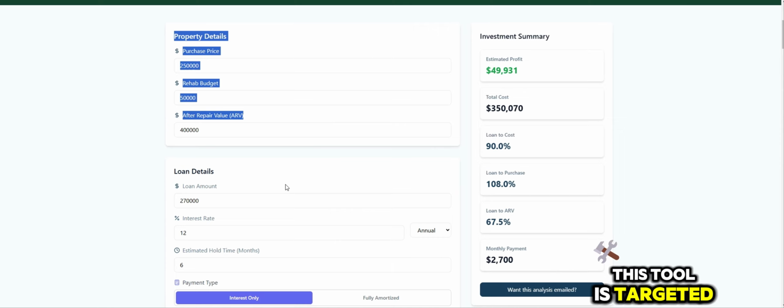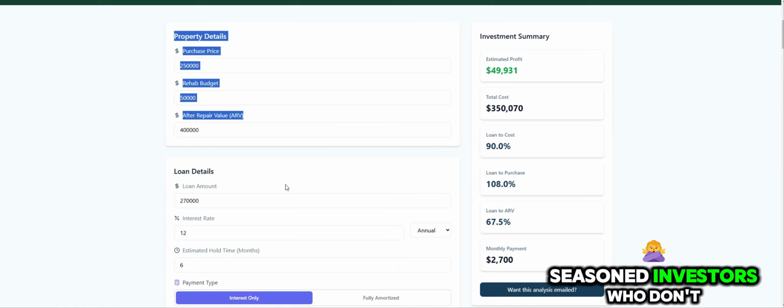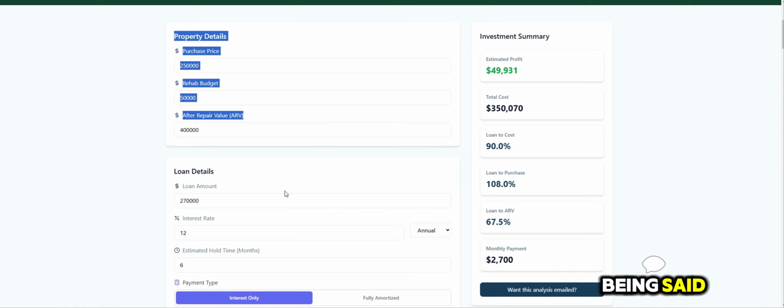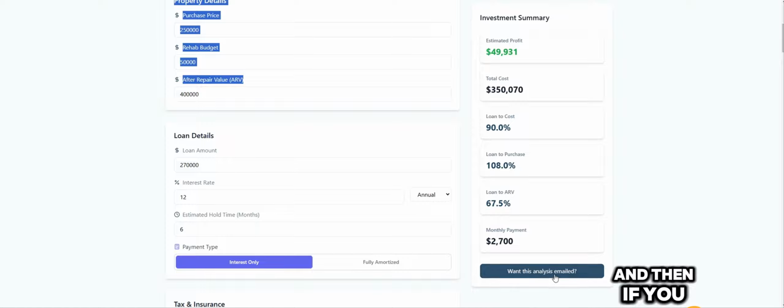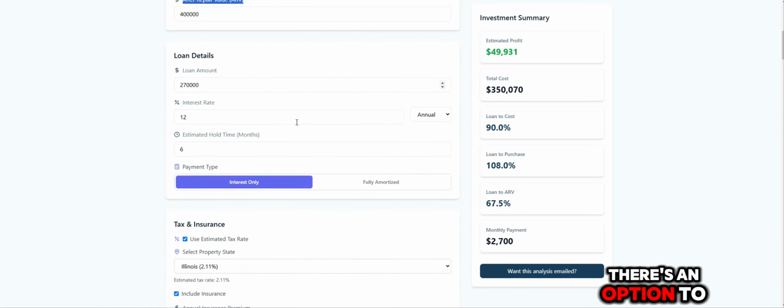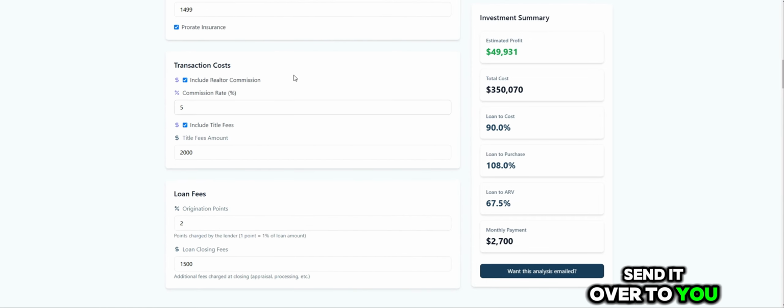Again, this tool is targeted at newer investors. However, I think even the seasoned investors who don't look at this stuff can benefit from it. That being said, I'll put the link to the website in the description below so you can take a look. Use this tool all you want, and then if you want this emailed to you, there's an option to send it over to you, just basically taking all this information off the page here.